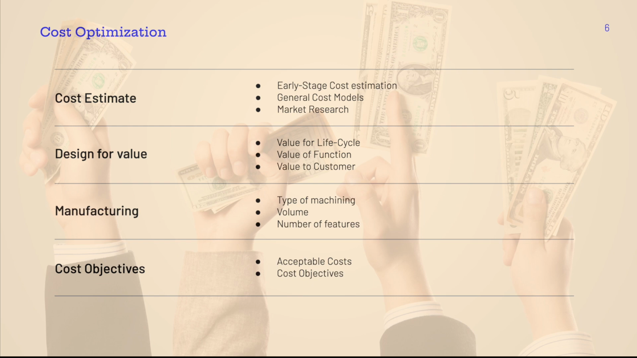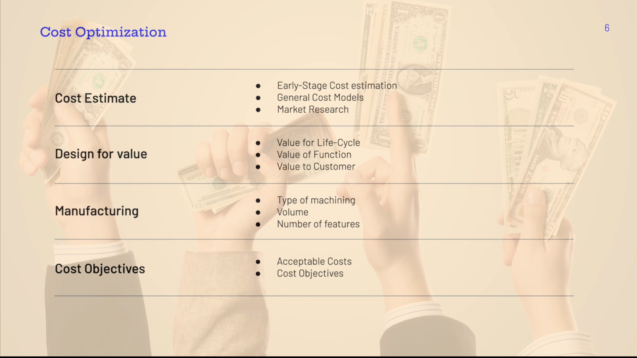Another strategy is going to be design for value. This is going to mean that when making design decisions, you have to take into account the value that this adds to the life cycle of the product, the value it adds to the function of the product, and the value it adds for the customer.